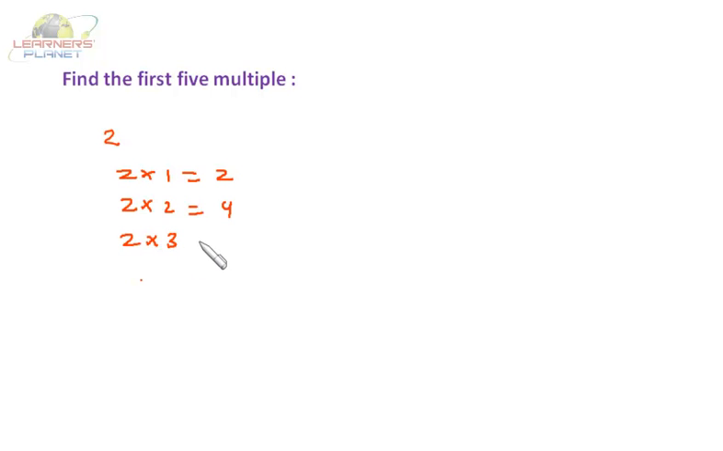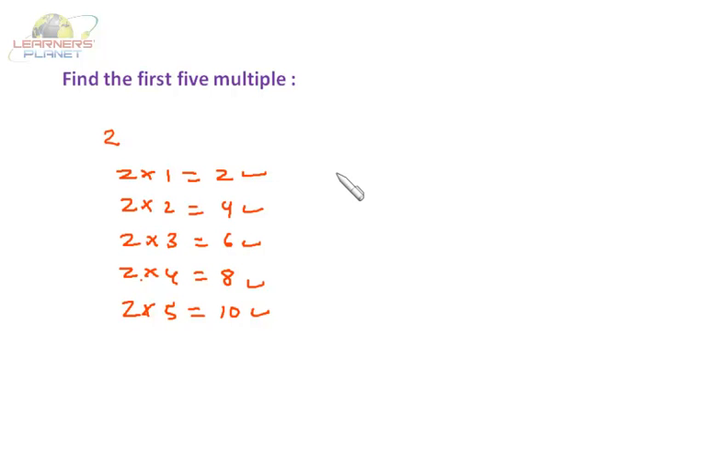2 into 3 is 6. 2 into 4 is 8, and 2 into 5 is 10. That means I have to write the table of 2 till 5. Okay. So 2 into 1, 2. 2 into 2, 4. That means 2, 4, 6, 8 and 10 are the first 5 multiples of 2.